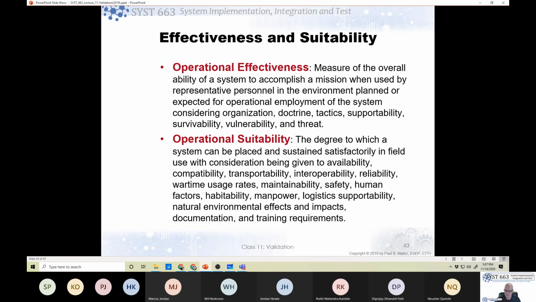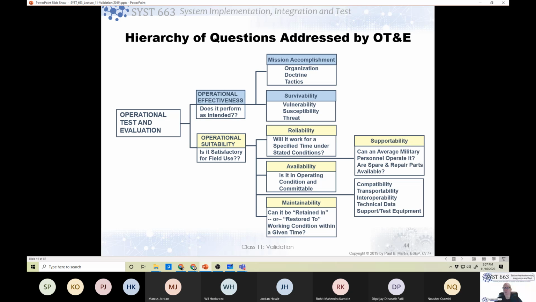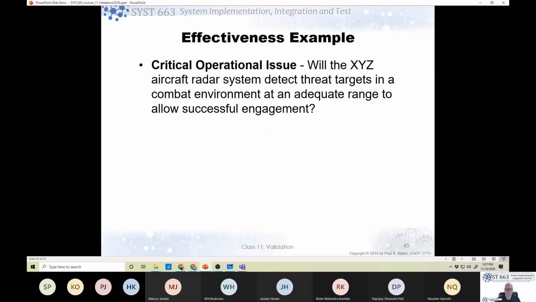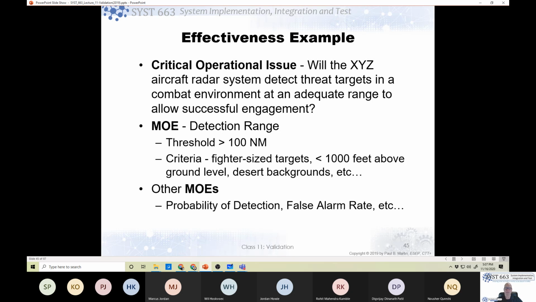But the environment, the impact, actually I have a list here, but this shows you how you look at operational effectiveness in terms of its mission being accomplished, whereas operational suitability is: is the system available? Is it reliable when it does its job? Is it supportable? So those are the things you look for. So this shows you some examples of how you could write critical operating issues and how that could turn into this measure of effectiveness. And then you could add other measures of effectiveness in light of this critical operating issue.